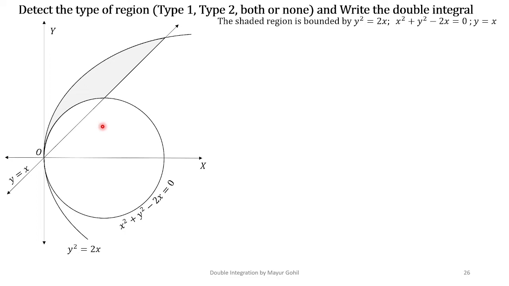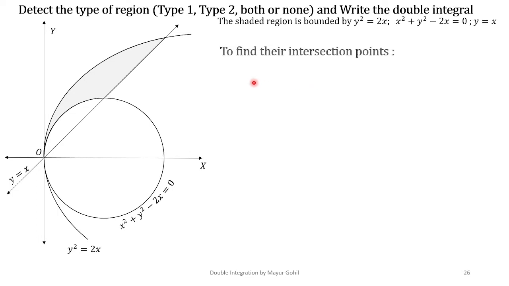Whenever the region is given along with its equations, what we do is we first go to find the intersection points, if any. We can see here that two intersection points are there. We need to find them.